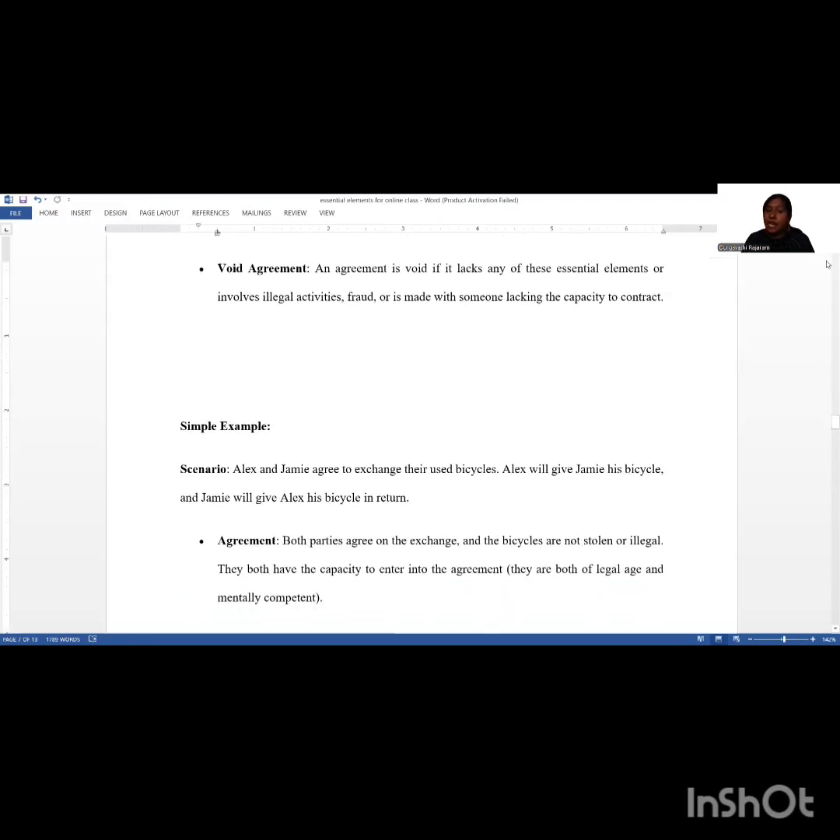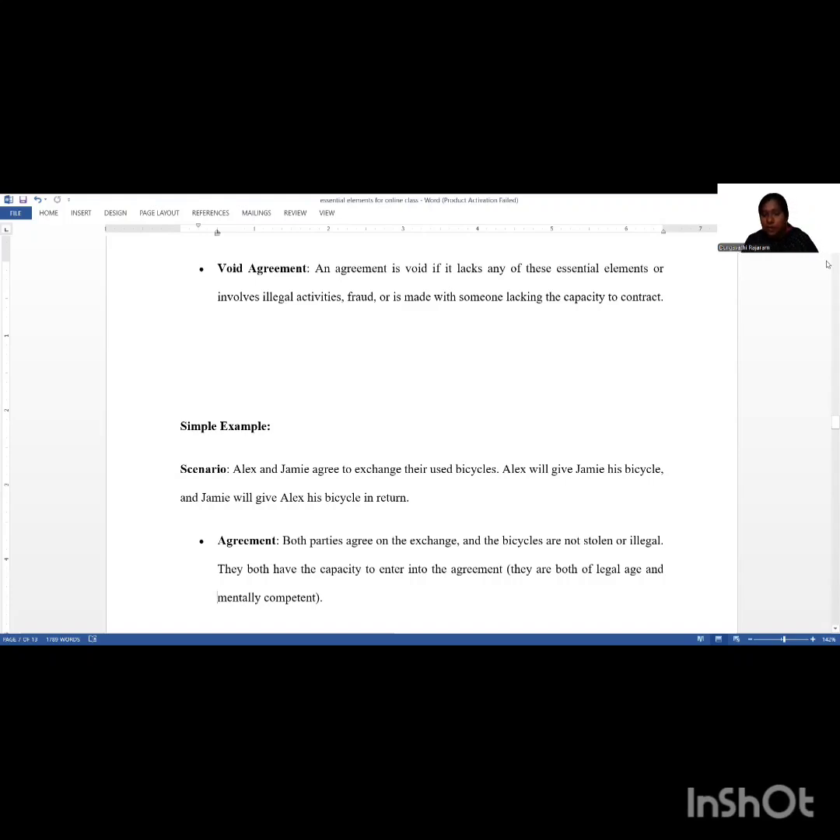Now Alex and Jami agree to exchange their used bicycles. Alex gives Jami his bicycle and Jami will give Alex his bicycle in return. Both the parties agree on the exchange. The bicycles are not stolen or illegal. They both have the capacity to enter into the contract. They are both of legal age and competent.